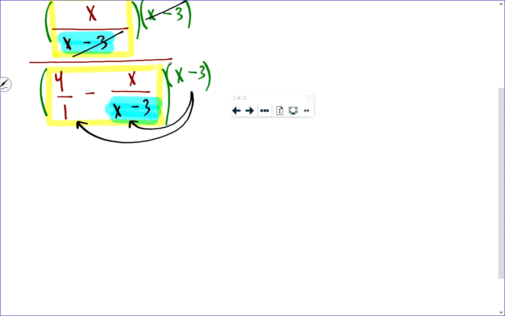So what I get on the top, we're left with x, and on the bottom, I'm left with 4 times x minus 3, and then minus the x, because when I multiply that x minus 3 by the x over the x minus 3 on the bottom, those two x minus 3's cancel. But when I multiply the x minus 3 by the 4, nothing cancels. And I see that the proverbial light just went on there, and I think you probably could finish it. But I'm going to finish it with you.